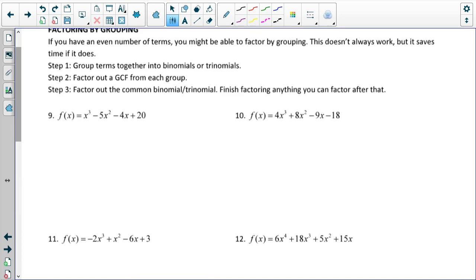Step 2, factor out a GCF from each group. And then if the GCF that you factor out from each group ends up leaving you with the same thing, then you can factor by grouping.